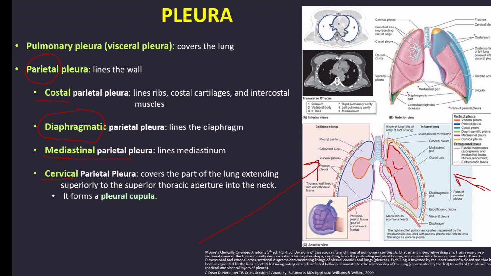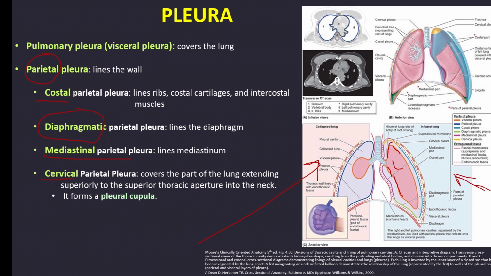If you go to the anatomy laboratory and try to separate that visceral pleura or the pulmonary pleura from the lung, you will not be able to physically separate it from the lung. It's just intimately in contact with the surface of the lung, and it will appear as a shiny surface. That's your visceral pleura.